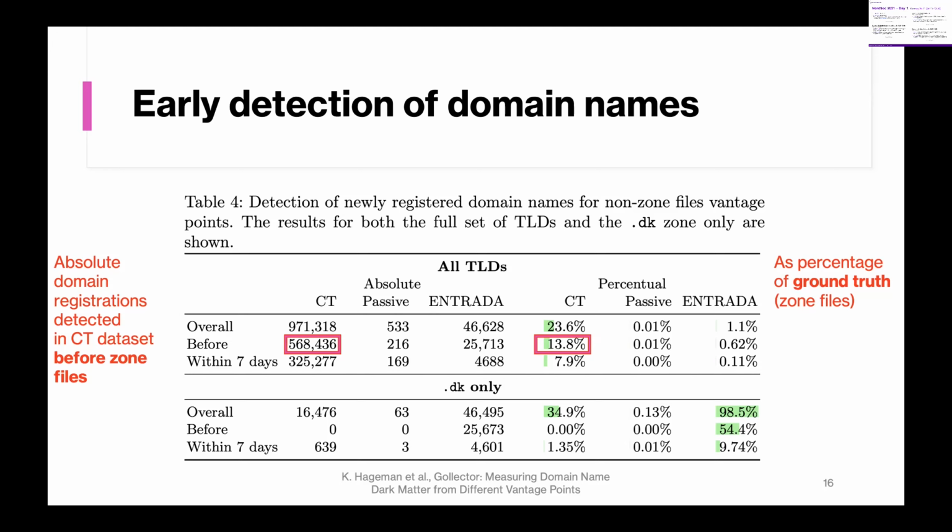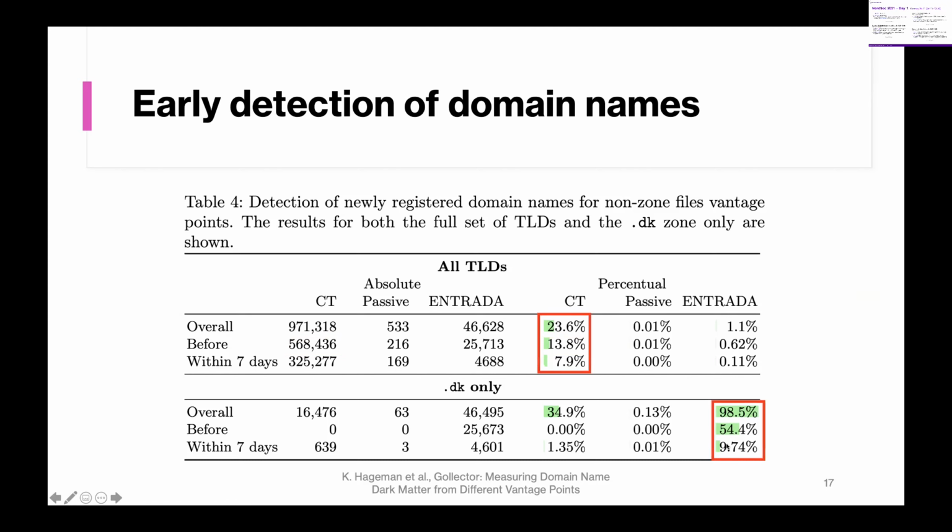And we did this both for the entire data set, so for all top level domains, and the Danish domain only, because our Entrada data set is very skewed towards Danish domains only. And you can see that that's represented in this bottom right percentage over here. And there are 3 rows overall, before and within 7 days, and that represents the time limit that we set for which we included a domain name to be considered before the zone file. Again, I would recommend reading the paper because I don't have the time to explain it too thoroughly.